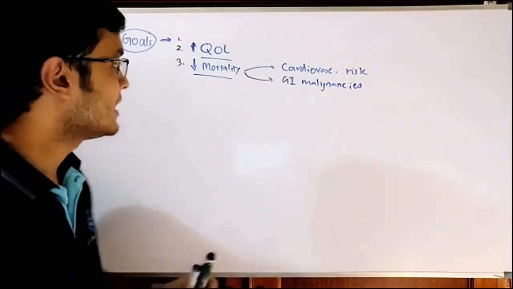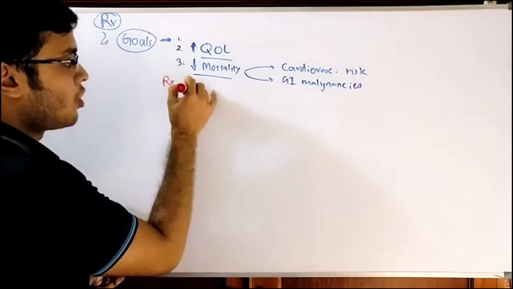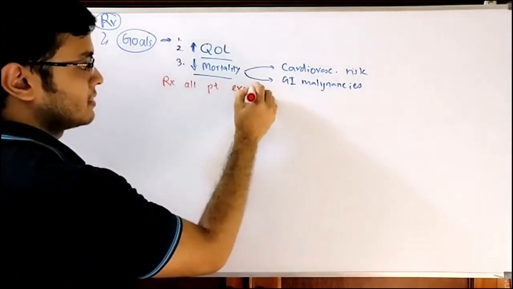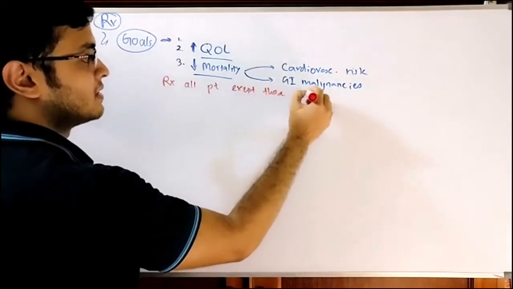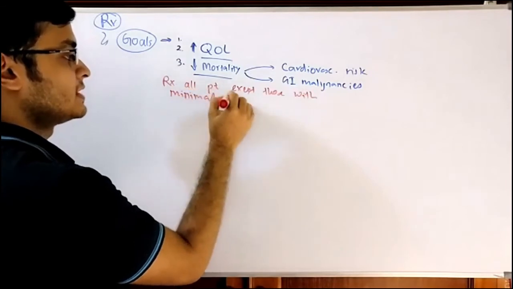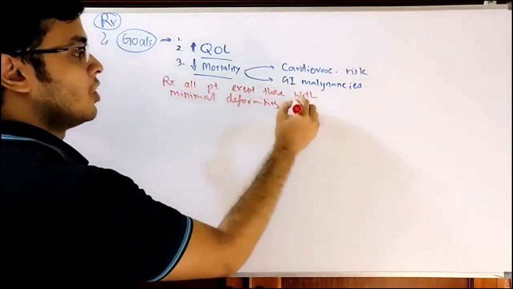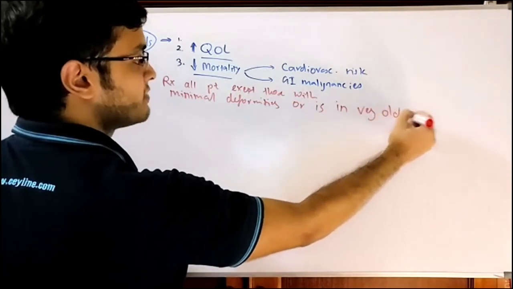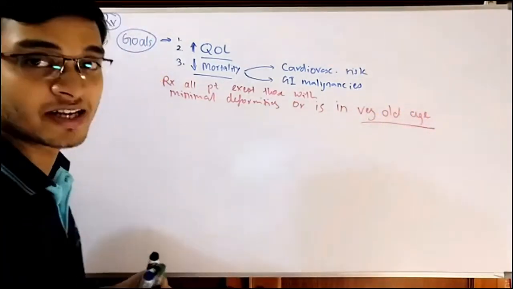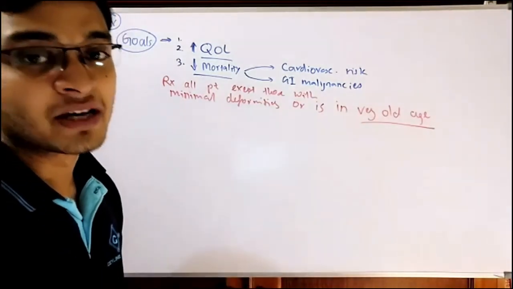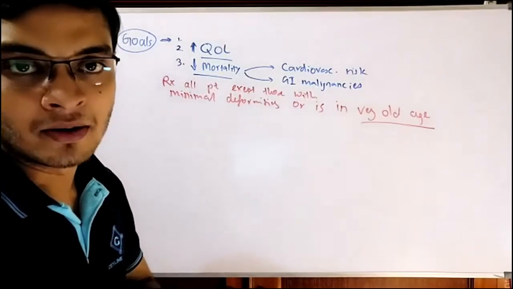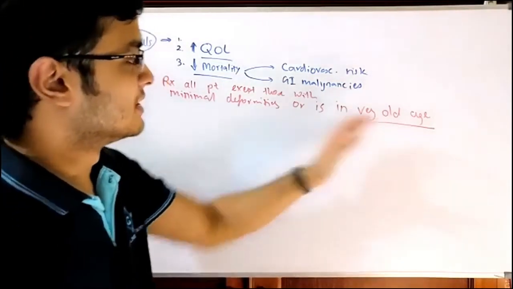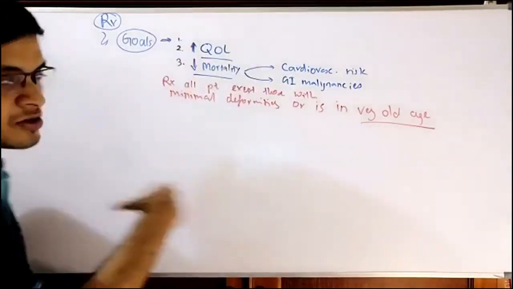Here, guys, write it down in red. Treat all patients except those with minimal deformities or in very old age. Why do we say very old age without giving an age number, like greater than 60? Because this is a clinical judgment. This has to be made by the team. You can't just decide that if someone is above 80 you're not going to treat them. So those are the goals.